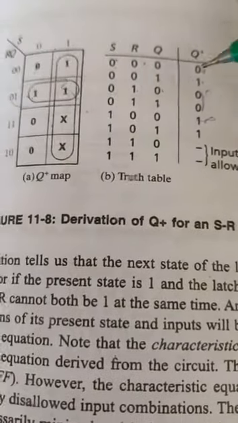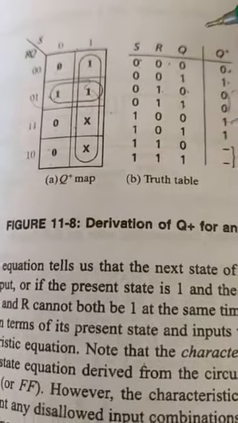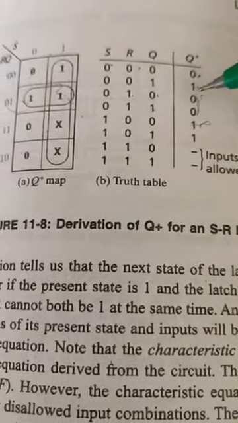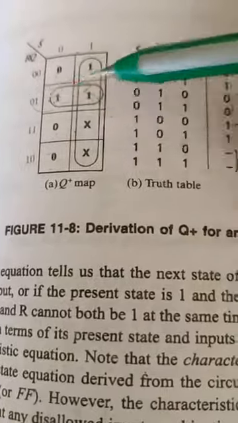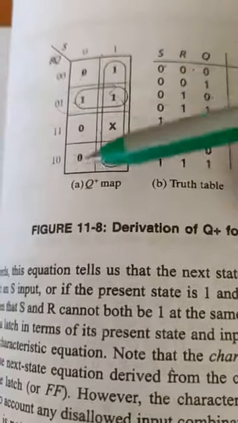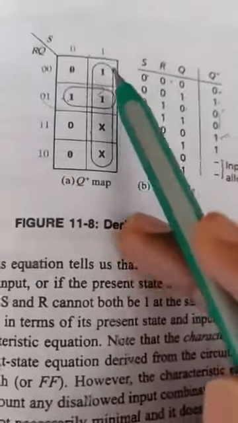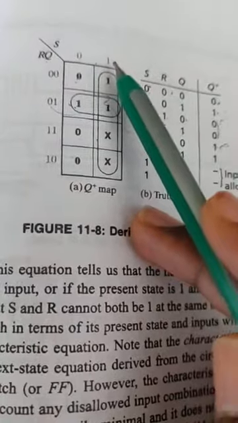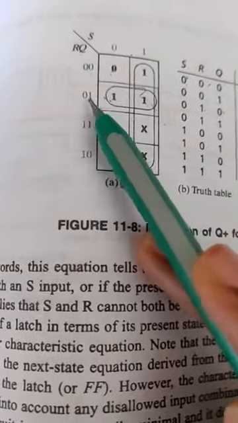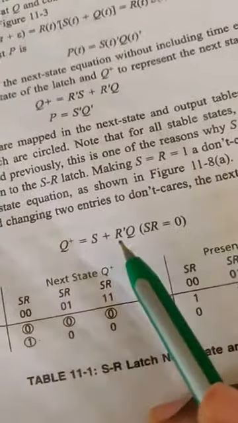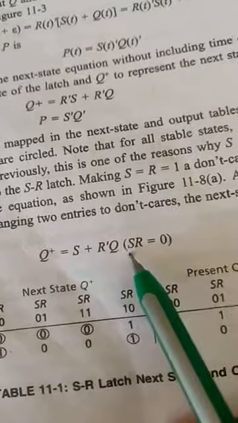So based on this table, they have plotted a K-map here. This 0 0 0 1 0 0 0 1 1 1, so they have plotted a K-map here. This is the output q plus, and they have grouped. For this quad, you are going to get s. For this pair, you are going to get rq. So they wrote the same. You got this expression for that: q plus, the next state, is equal to s plus rq.